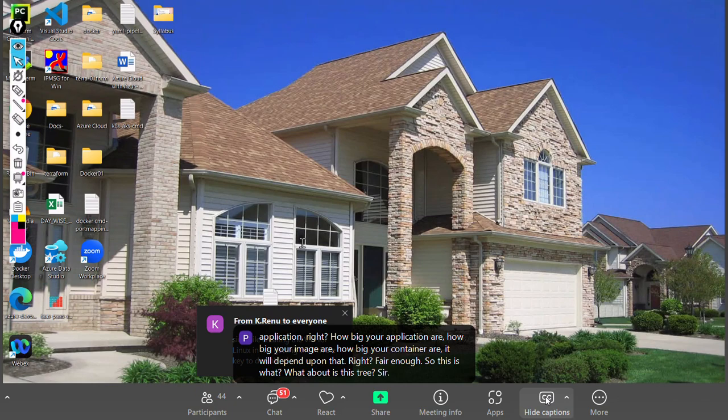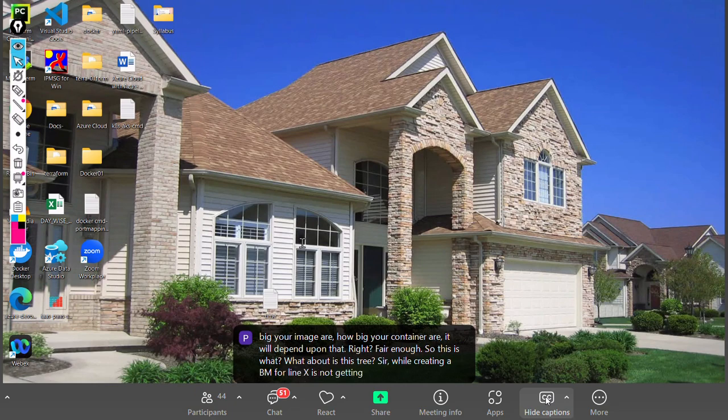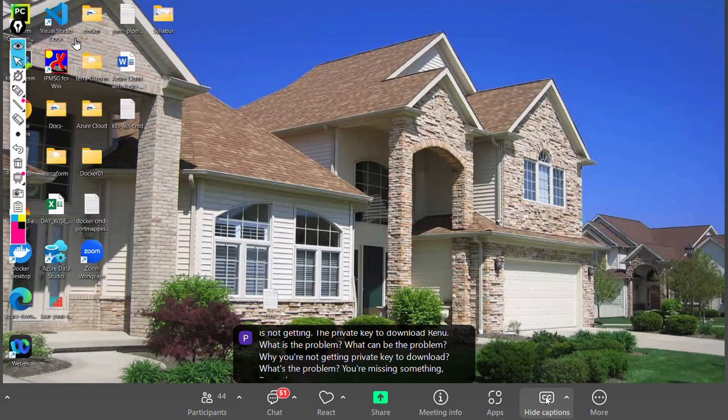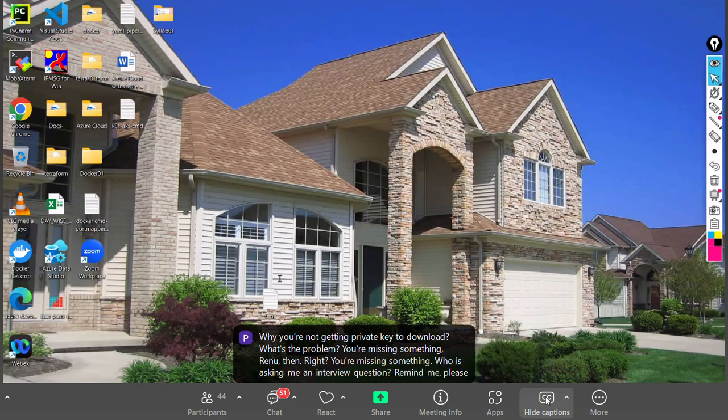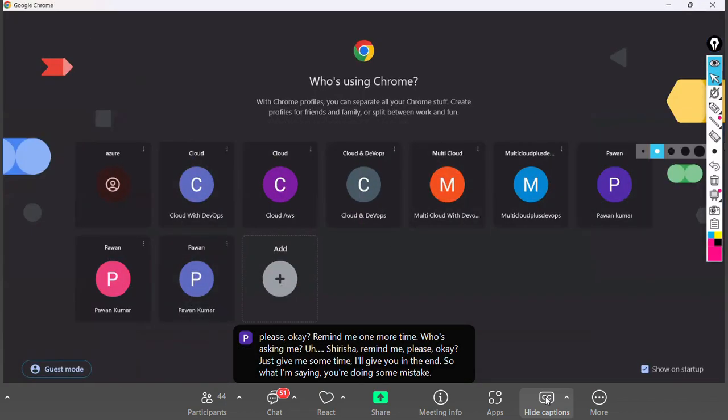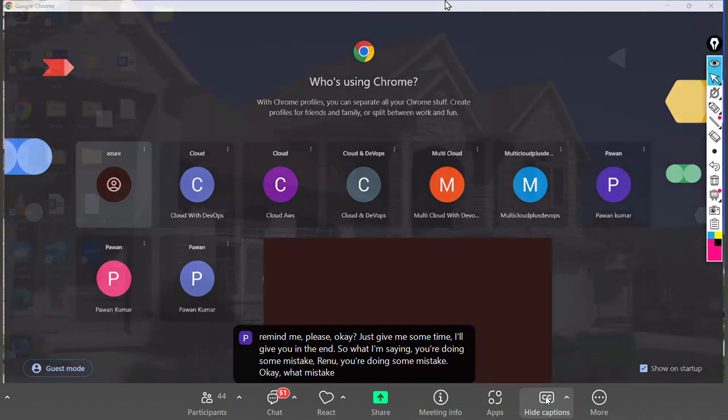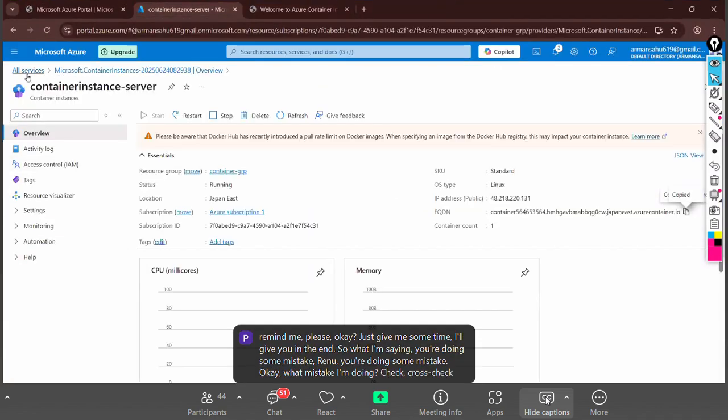Sir, while creating a VM for Linux, I am not getting the private key to download. Renu, what can be the problem? Why are you not getting the private key to download? You're missing something, Renu. Who is asking me an interview question? Remind me, please. Shirisha, remind me one more time. Okay, just give me some time, I'll give you in the end. So what I'm saying, you're doing some mistake, Renu. Check, cross check. What can I help you with here?